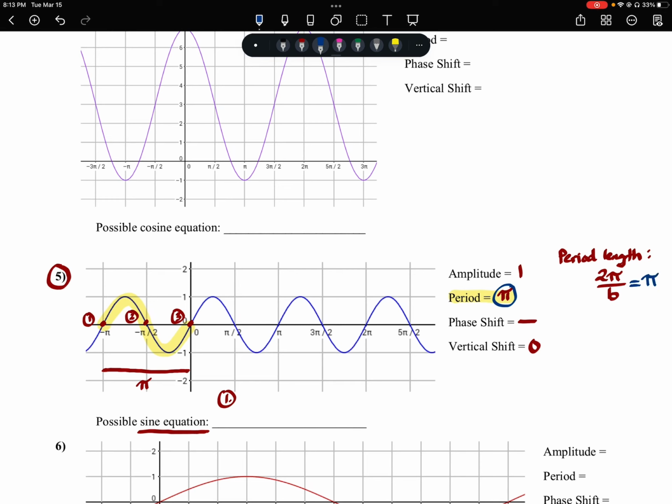So 2 pi divided by something equals pi, right? And then let's just go ahead and solve it to figure out what b is. So we can cross multiply here, and we've got 2 pi times 1 would be just 2 pi, and then b times pi would be pi times b. To get rid of pi, we'll just divide each side by pi, and you'll see the pi's will cancel, and we get 2 is equal to b. So that is our b value.